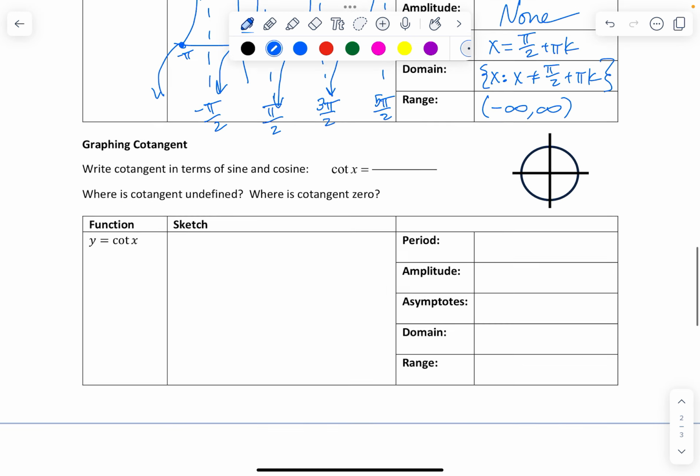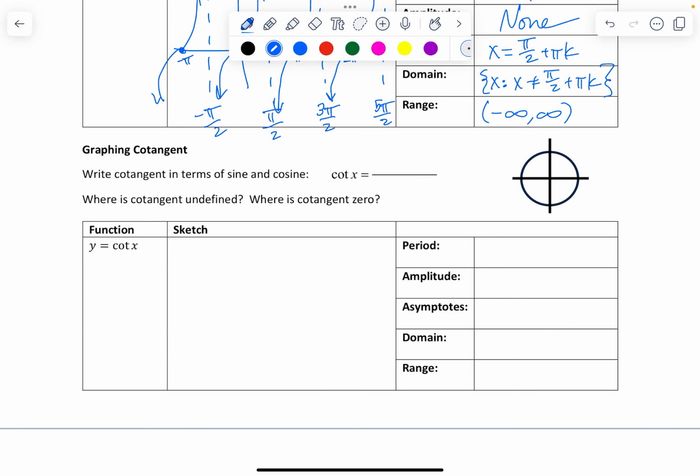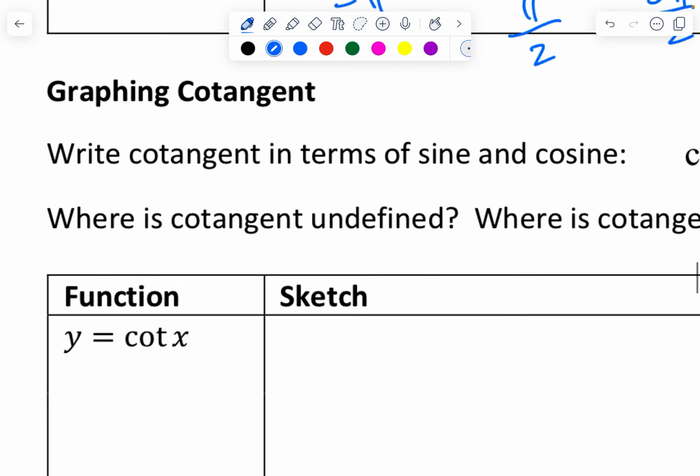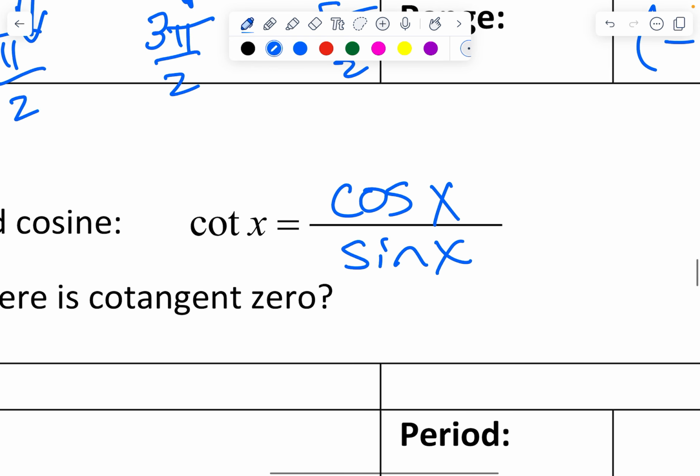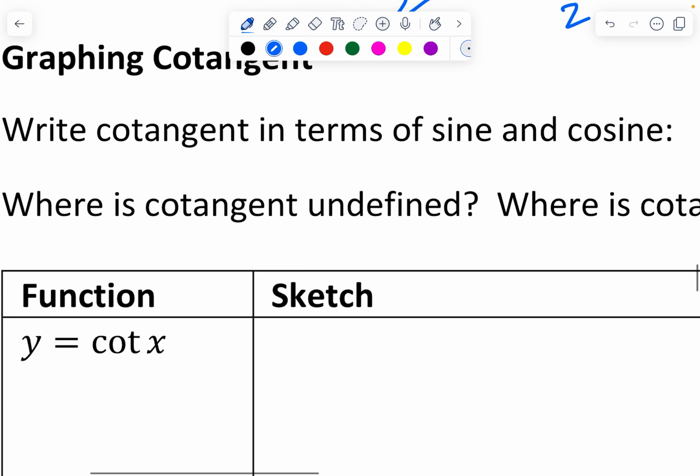We have done 5 of the 6 trig functions, and we're left with, I lied, cotangent. Cotangent is going to behave similarly to tangent, but not quite the same. It's cosine over sine, so where is it undefined? It's undefined whenever the denominator equals 0, because you're not Chuck Norris. You can't divide by 0. And so that's when sine of x equals 0.